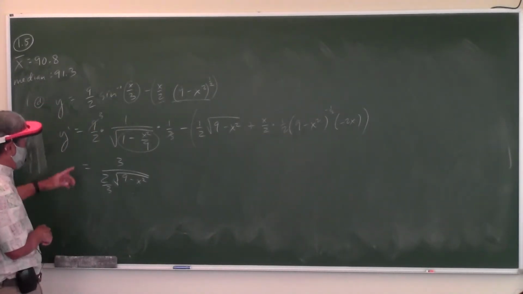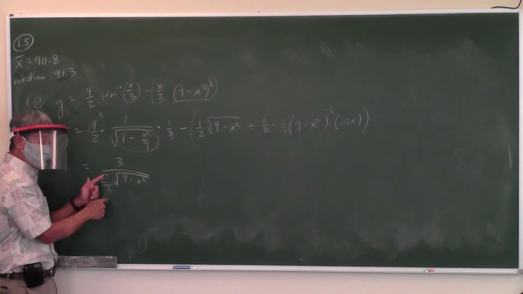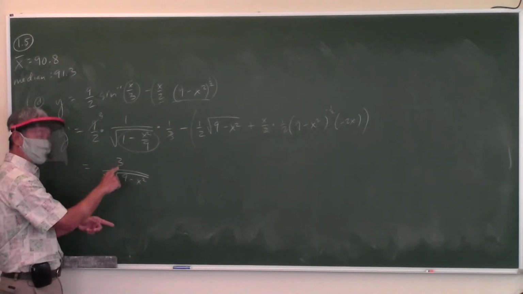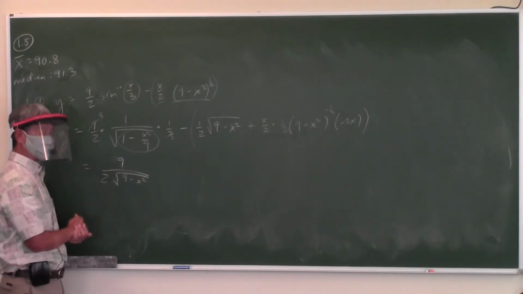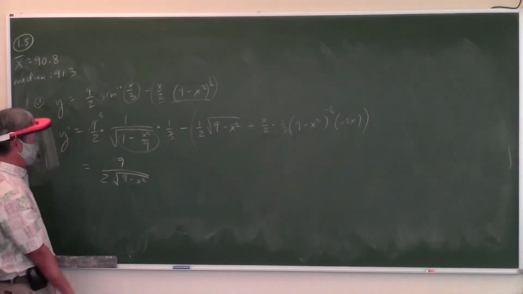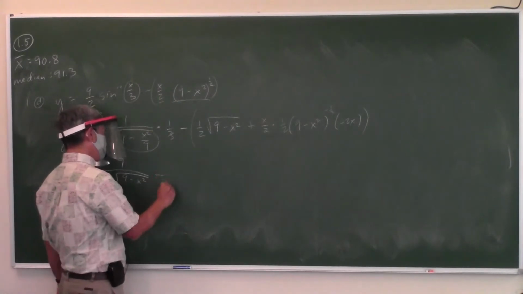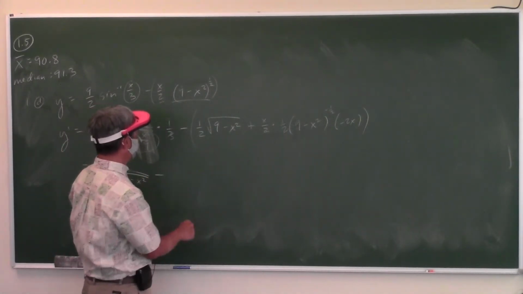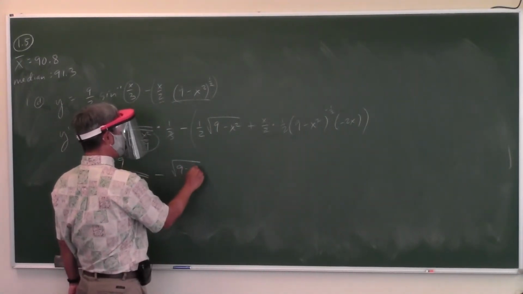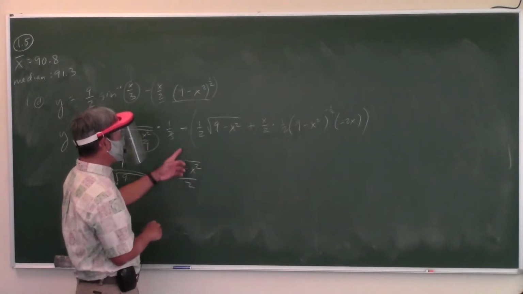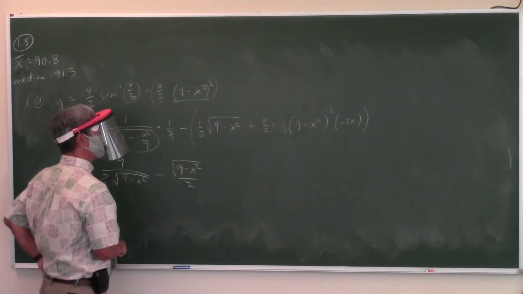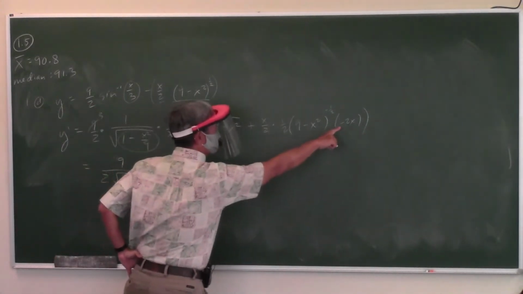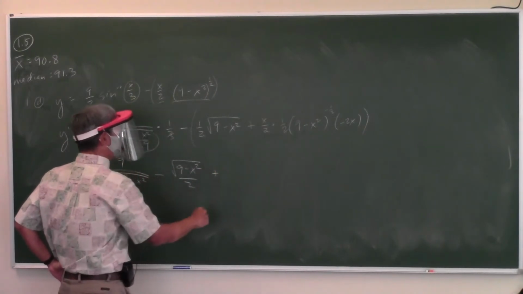Okay. And then of course, when you divide by a fraction, that's like multiplying by the reciprocal, right? Yes. So this 3 goes up here and it's a 9. There you go. Okay. Minus root 9 minus x squared over 2. And don't forget, this minus sign has to be distributed, so what is it going to be? Minus. Because look, there's a minus here. Plus. Plus x.